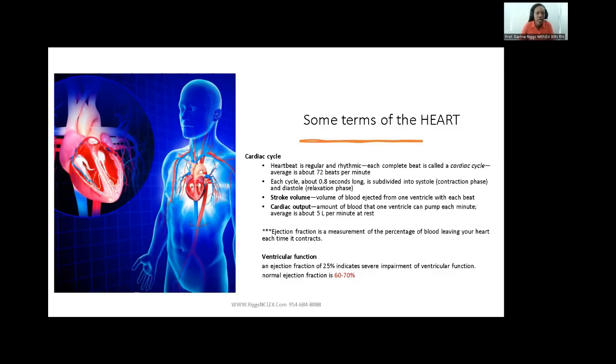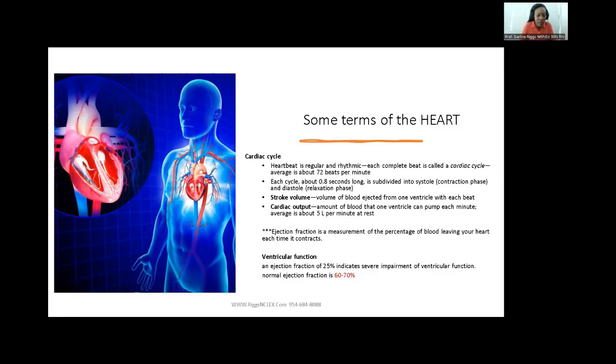The moment you see a certain word, you know what they're talking about. So since we're talking cardio, these are some of the terms of the heart that you need to be familiar with. I just went through a whole cardiac cycle earlier, and there are some vitals you need to memorize. You already knew that, okay? So we want regular and in sync rhythmic to the heart.